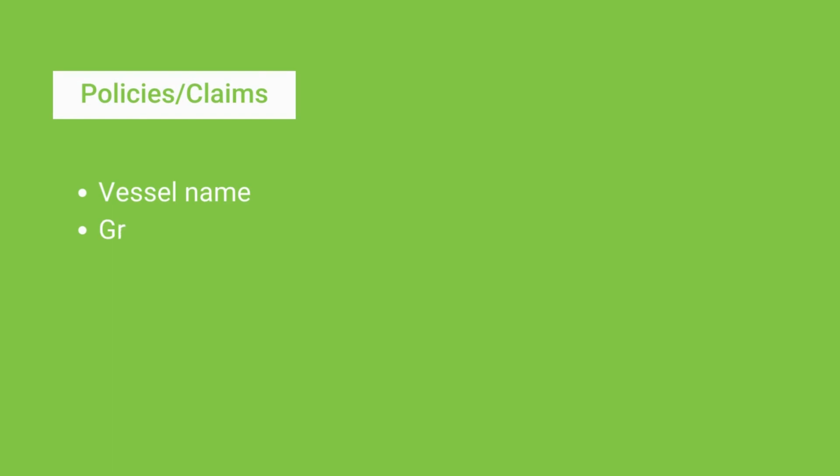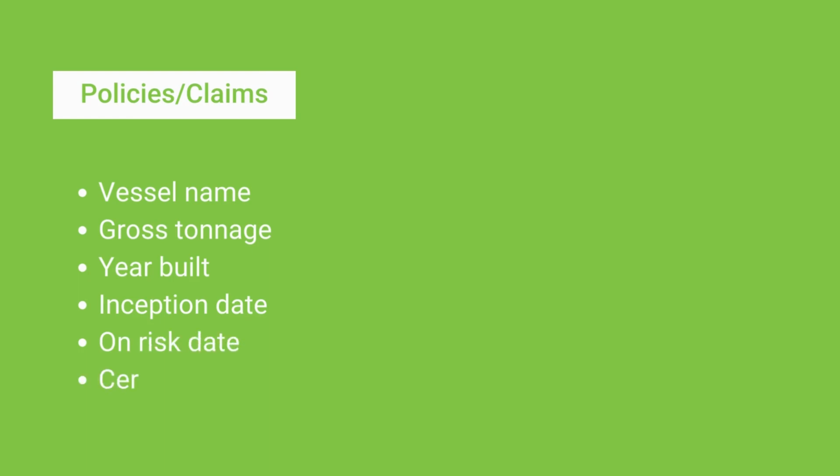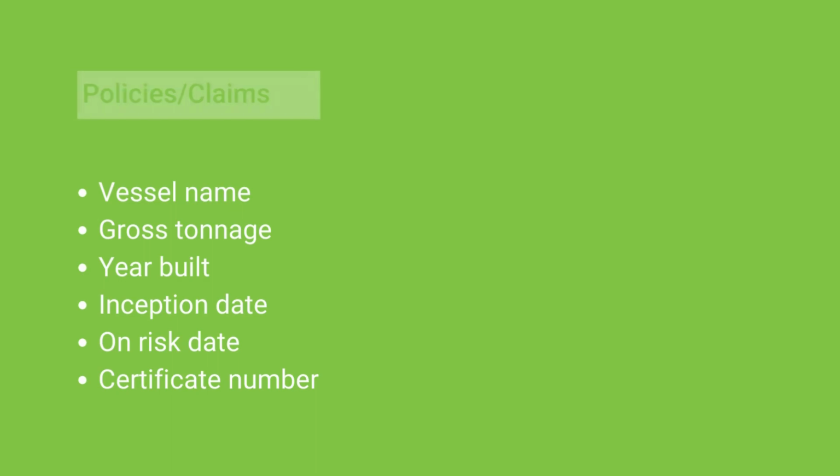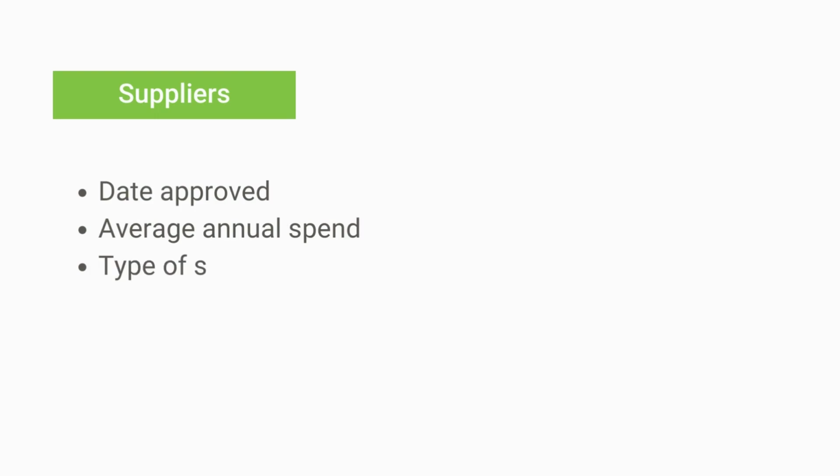Other types of uses? If you are using an element as a policy or a claim, the kind of things you could use against it are the vessel name, gross tonnage, year built, inception date, etc., etc. All the ancillary information that you would want to hold against the claim. With suppliers, you could hold things like the date the supplier was approved, average and annual spend, the type of spend, the type of supplier, is it wholesale, is it retail, etc. The lead time for the supplier to buy goods and services.